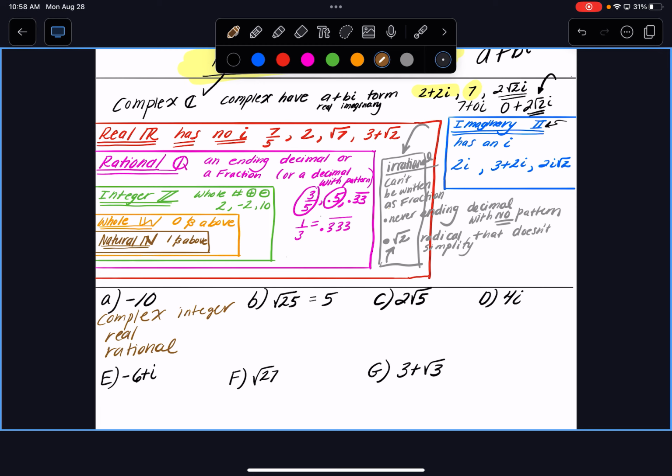I also recommend always simplifying your radical before you name it. If we look at this one, the square root of 25 is 5. So we'd go through our process. It is complex. We always say yes. It is real. It is rational. It's also an integer, and a whole number, and a natural number.